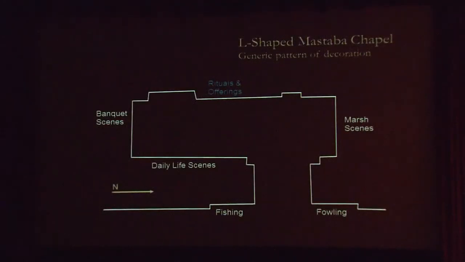As one would expect, the scenes on the west wall were mostly consisting of rituals and offerings and the sort of thing that you would have near the funerary focus. But other scenes could be placed here as well, perhaps to engage passersby and lure them into the tomb to make offerings.